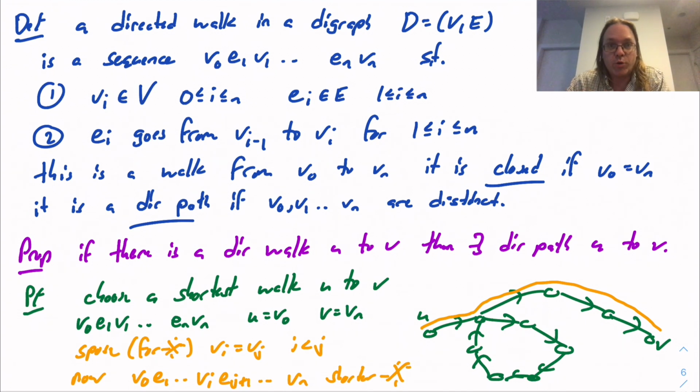If you gave me the shortest walk from U to V, it's not possible that there's a repeated vertex, and that means that the shortest walk from U to V is necessarily going to be a directed path. And as I said, this is really just the same as the undirected setting. So this is a thing that's working the same and is really quite simple.